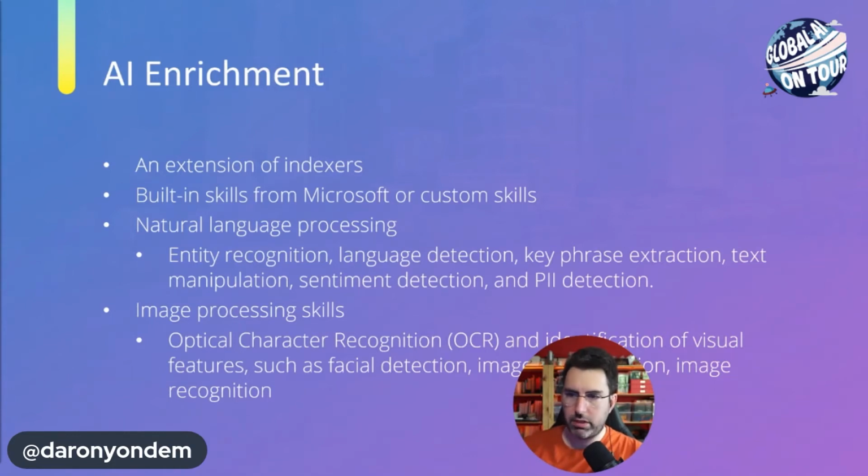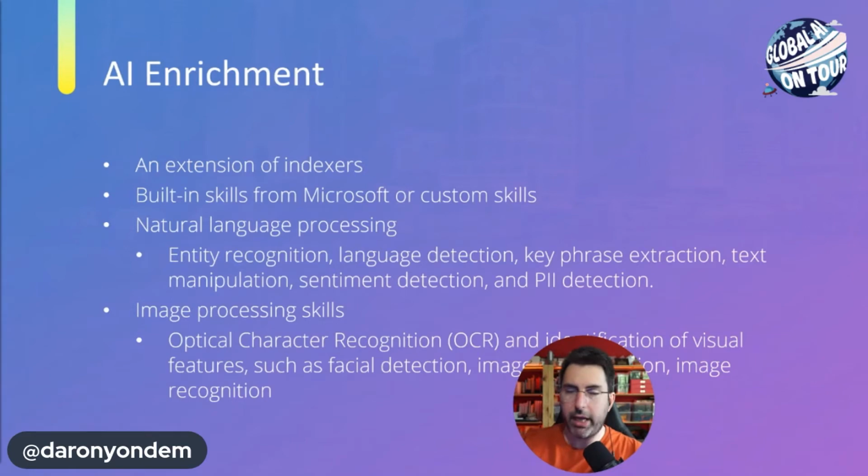So natural language processing: entity recognition, language detection, key phrase extraction, text manipulation, sentiment detection, and PII detection. Cool. So you're indexing something and you want to make sure PII is blurred out or highlighted or whatever. So you want to make sure PII isn't exposed. You can detect that. So that's a good thing.